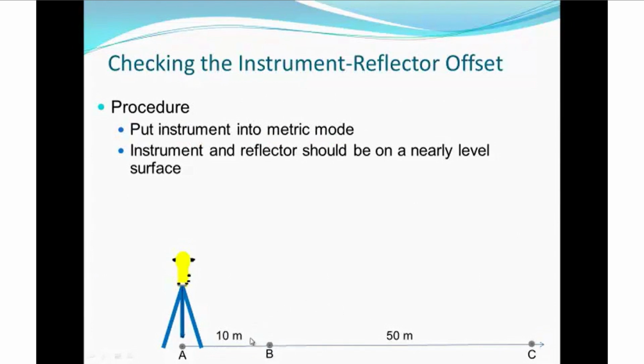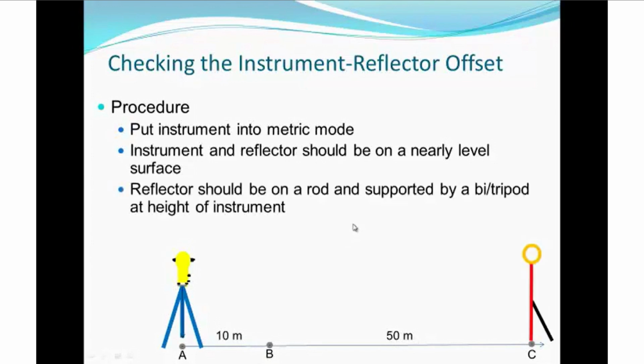You'd like these points to be multiples of the fundamental wavelength of the EDM. Typically that's 10 meters. So it can be 10 meters, 20 meters, 30 meters, and this could be like 50, 100, 90, whatever. You just want multiples of those fundamental wavelengths.